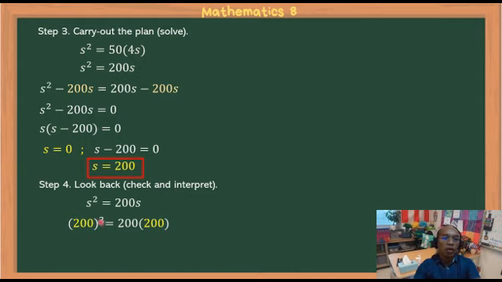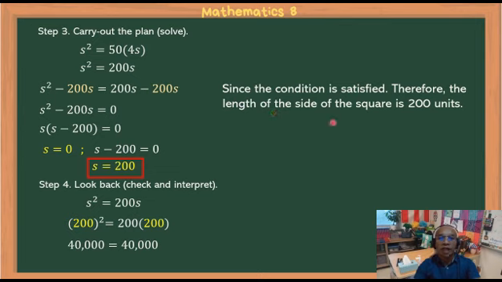So 200 raised to 2 is just multiplying 200 twice. 200 times 200 is just the same as 200 times 200 here. Then if you simplify, this is equal to 40,000 and this is equal to 40,000. As you can see, both sides of the equation are equal. So therefore, we can say that this length, or the measure of the side, which is 200 units, is the length of the side of the square.